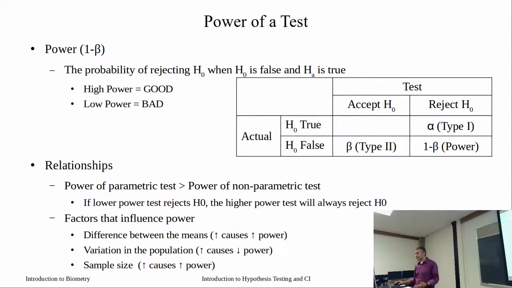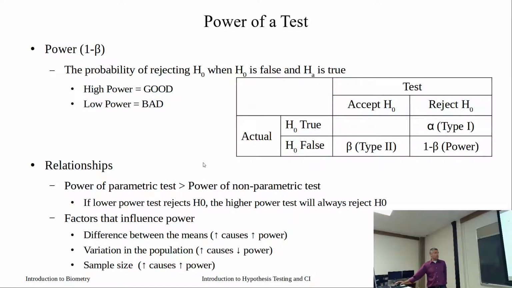So you can look at actual and test to see these relationships. If our actual null hypothesis is true, then our test will either fail to reject it, with probability 1 minus alpha, or we'll reject it at some alpha level. That's our type 1 error rate. If our null hypothesis is actually false and we need to reject it, then the power is that probability, 1 minus beta. And what we always want is a test that has high power, that actually rejects our null hypothesis when it should be rejected.